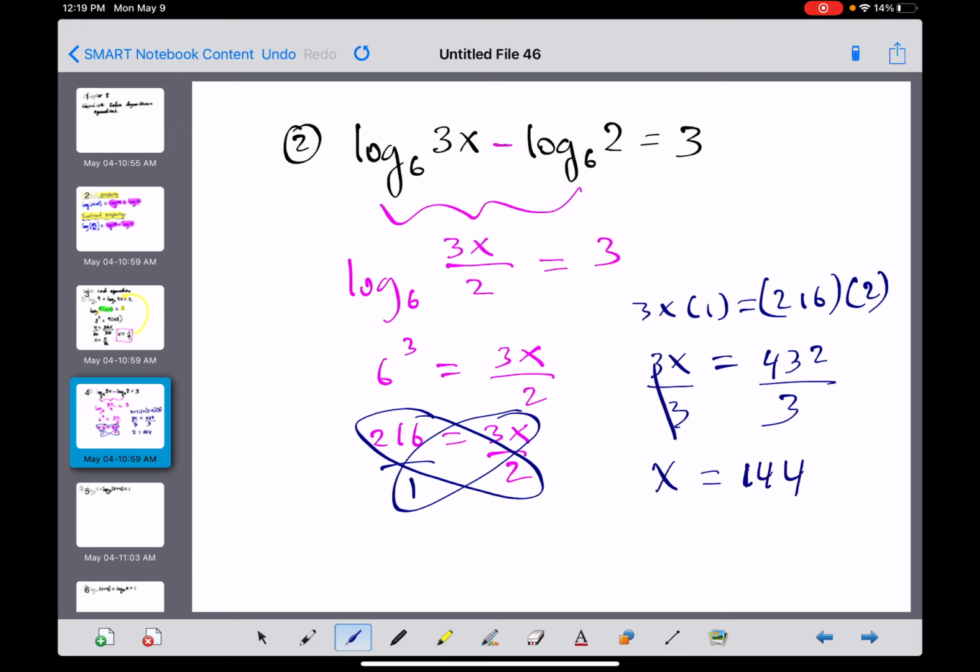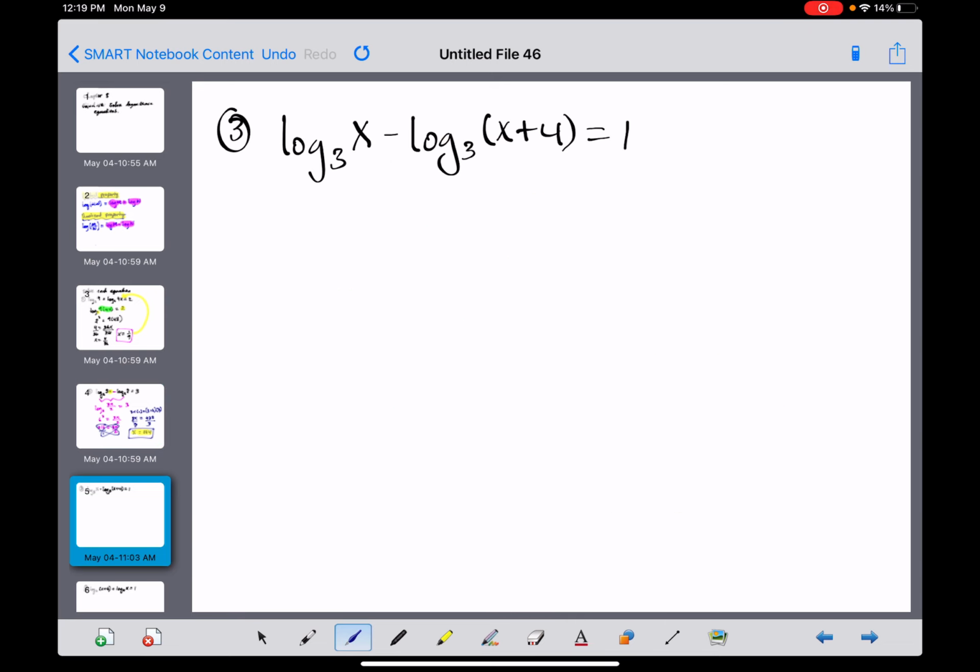And just like the previous problem, we check to make sure it's correct, that it gives us positive numbers. So if we plug this answer 144 into x here, it gives us a positive. So this answer is okay. Okay, it's safe.